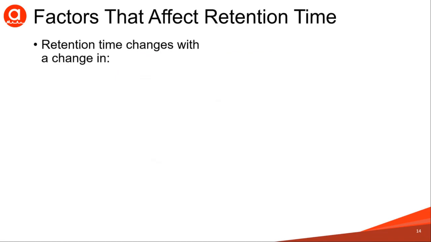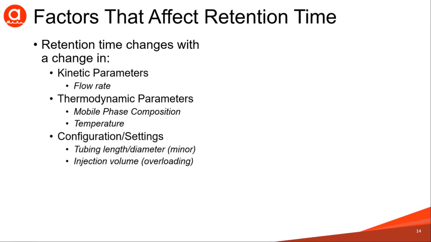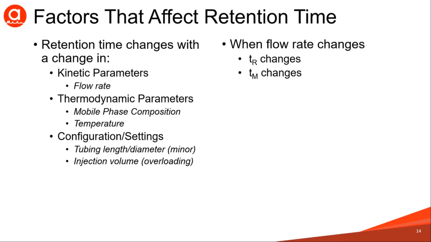So let's step back and take a more general look at why retention time will change. If we have a change in flow rate, that's going to change retention time. Similarly, changes in mobile phase composition and temperature will cause a change in retention time. And of course, if we make some changes to the system or we have some other settings, they can have an impact. Now, how does this impact the data streams that we might expect from our instrument? Well, when the flow rate changes, we know the retention time will change, but the void time also changes. And because of this, the value for K, the retention factor, does not change.